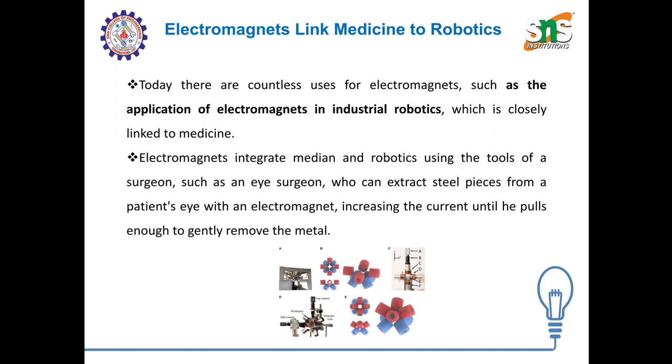Next, we'll see about electromagnetics linking medicine to robotics. Today, there are countless uses for electromagnets, such as the application of electromagnets in industrial robotics, which is closely linked to medicine. Electromagnets integrate medicine and robotics using the tools of a surgeon, such as an eye surgeon, who can extract steel pieces from a patient's eye with an electromagnet, increasing the current until he pulls enough to gently remove the metal.